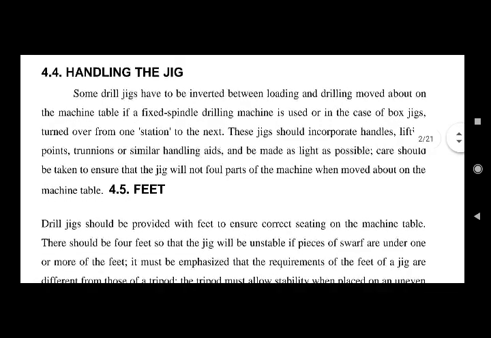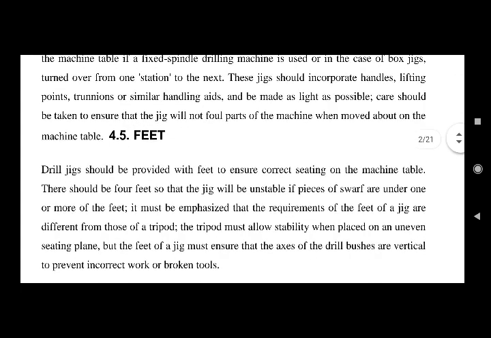Handling the jig. Some drill jigs have to be inverted between loading and drilling, or moved about the machine table if a fixed spindle drilling machine is used, or in the case of box jigs, turned over from one station to the next. The jigs should incorporate handles, lifting points, trunnions or similar handling aids, and be made as light as possible. Care should be taken to ensure that the jig will not foul parts of the machine when moved about on the machine table. Drill jigs should be provided with feet.